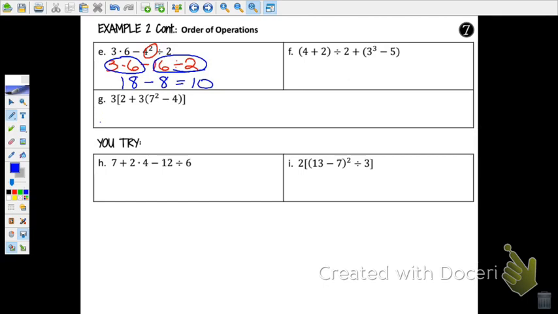We've got 2 groups of parentheses. My first group of parentheses gives me a 6. What does my second parenthesis give me? 22. 3 cubed is 27. Minus 5 is 22.